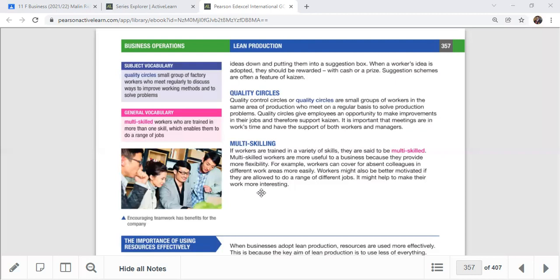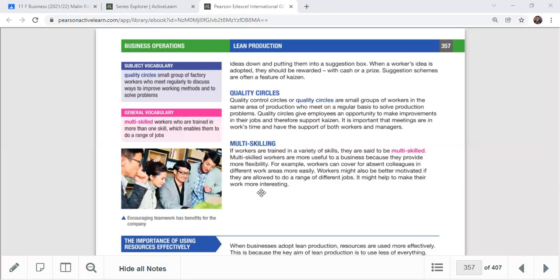Multi-skilled workers are more useful to a business because they provide more flexibility. For example, workers can cover for absent colleagues in different work areas more easily because of that, right? Workers might also be better motivated if they are allowed to do a range of different jobs. This is sometimes called job enrichment. Job enrichment, not enlargement, enrichment, vertical loading, different skills. Then you can get more variety of jobs.